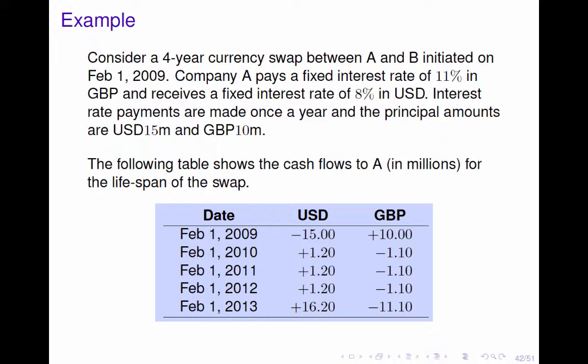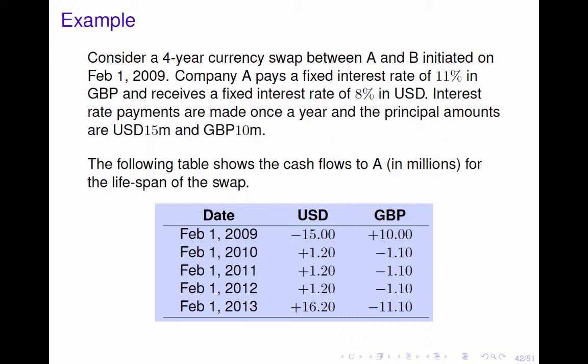On February 1st, 2009, when the swap is initiated, both parties exchange the principals. Thus, A has a cash inflow of 10 million Great British Pound and a cash outflow of 15 million US dollars. Subsequently, on February 1st of 2010, 2011, and 2012, both parties exchange the interest payments on the principal amounts specified.